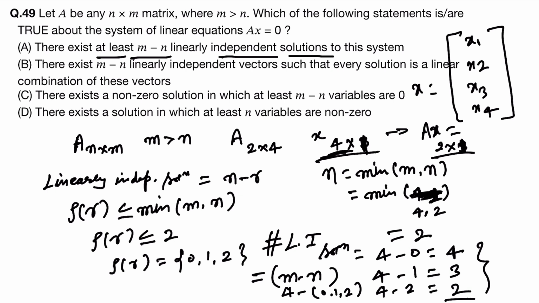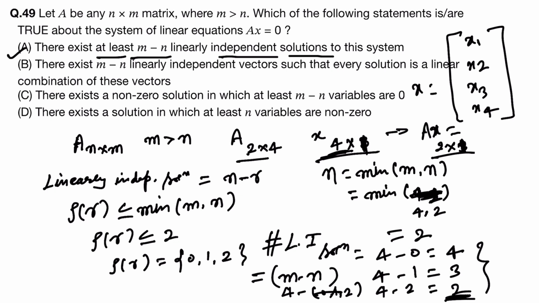So here n is 2. See, n is 2. So its minimum value is 2. The number of linearly independent solutions can be 3 or 4 also. Okay, so this is a true statement.